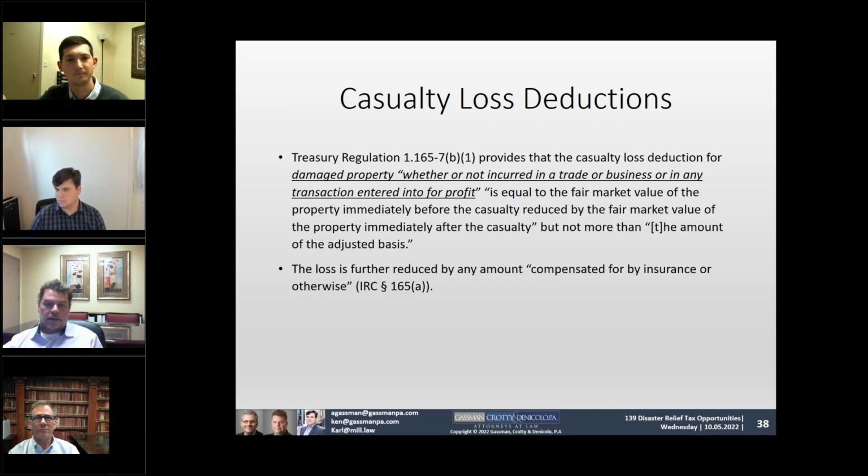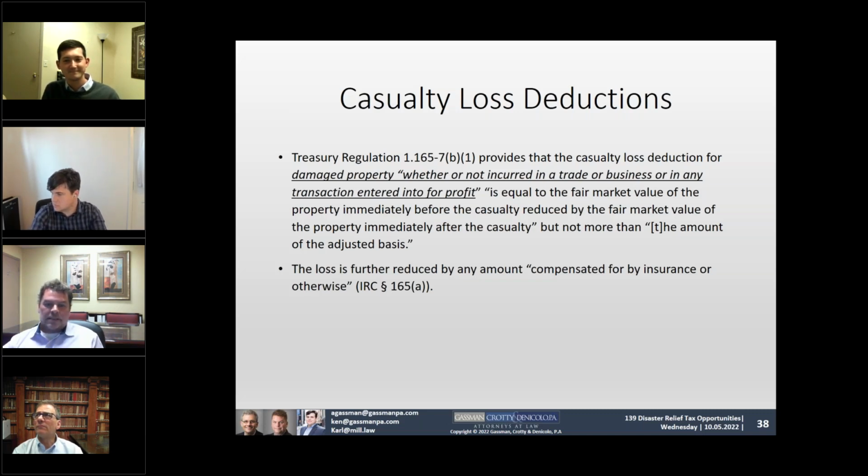So personal use property would be if you have your residence and your residence suffered damage as a result of the hurricane, that's personal use property. If it's a secondary residence that you own and you use it to rent out as an Airbnb or for other renters, that's going to be incurred in a trade or business. We would fall into that category.